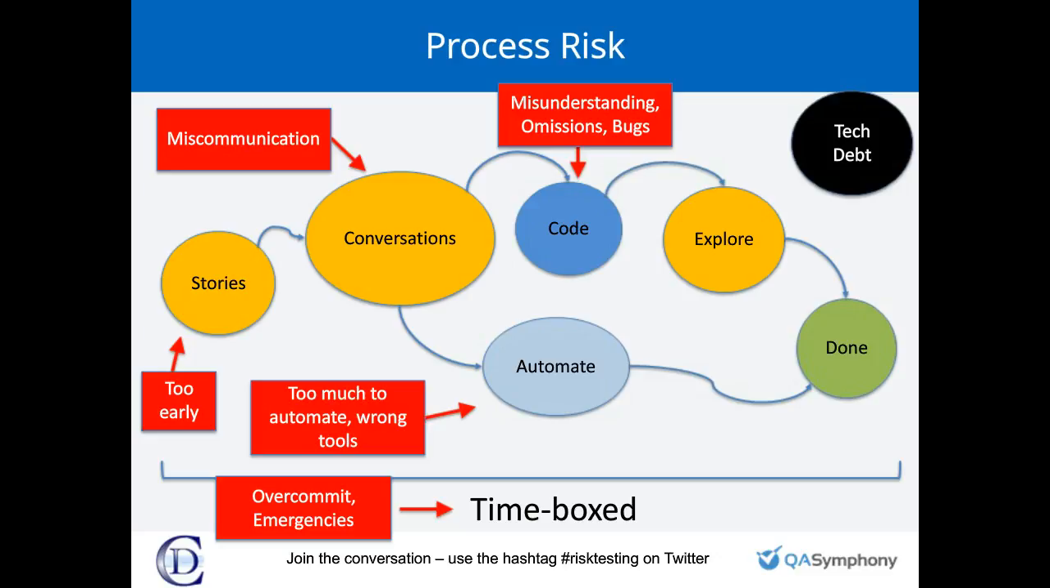There's a risk of miscommunication because we're having conversations, which leads to misunderstandings, so we code the wrong things. So we have errors of omission because we forget things because we didn't write them down. There's bugs because we're human and we make mistakes when we code. We try and use the wrong tools. We try and automate too much. We write the stories too early, and therefore we have a lot of waste, et cetera, et cetera.